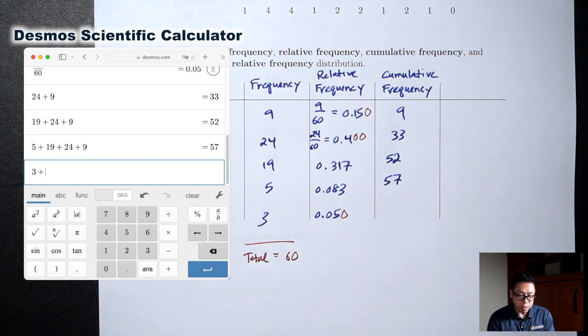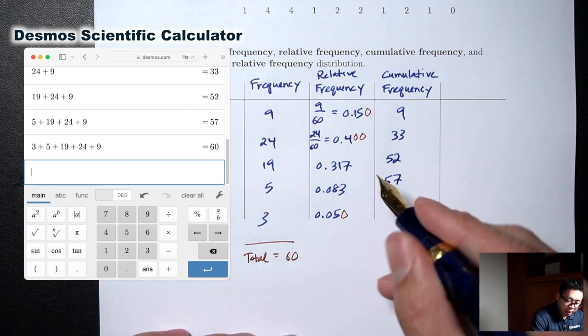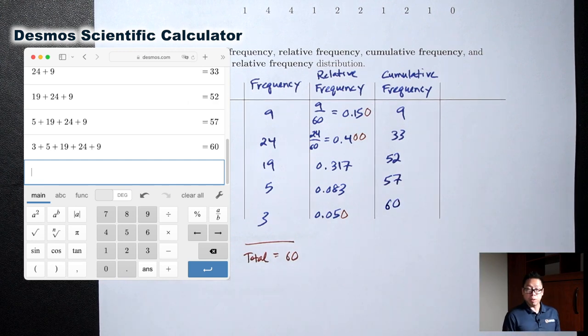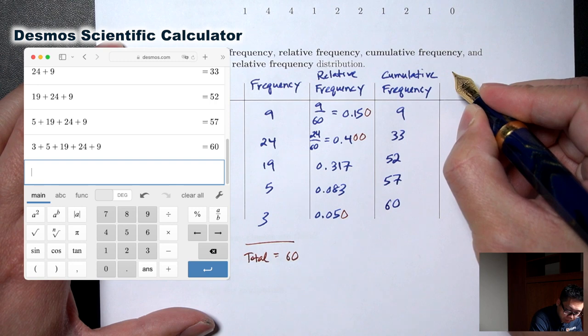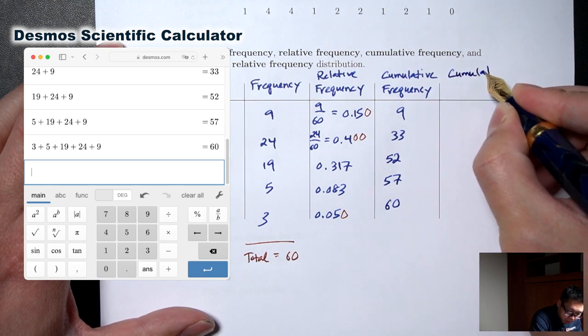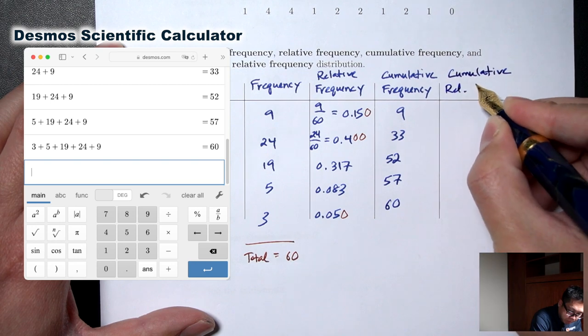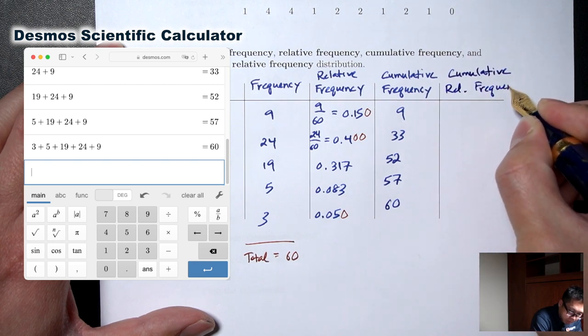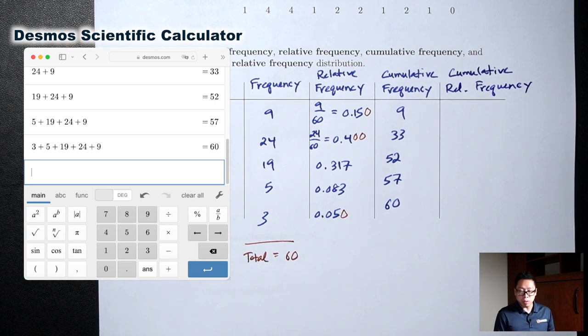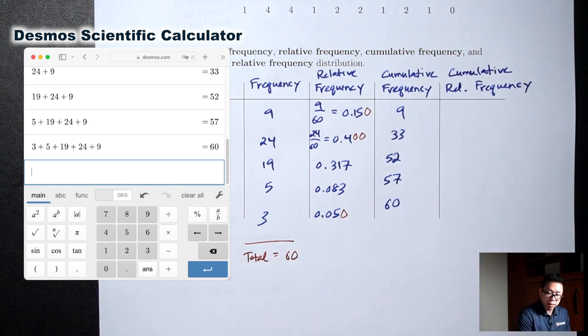I'll do it the long way. 3 plus 5 plus 19 plus 24 plus 9, and you get 60. And that's the cumulative frequency. We'll talk about the interpretation of this a little bit later on. And then finally, we can also talk about the cumulative relative frequency. And anytime you see the word relative frequency, you're basically converting to a percent. So we're going to take all these cumulative frequencies and divide it by the total number of households or people in the sample. So 9 divided by the total, 9 divided by 60.